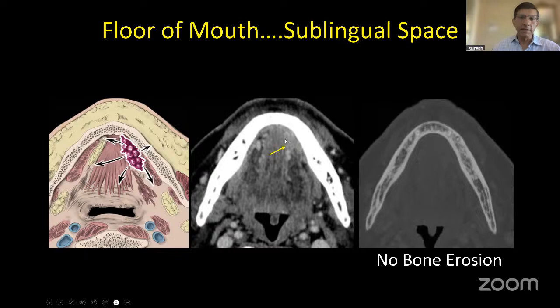So in this particular situation, what I will tell the surgeons is I'll give them the size of the lesion. I'll tell them where it's located. I will say it's extending anteriorly because this is where the submandibular duct exits. So this is all information they can use.